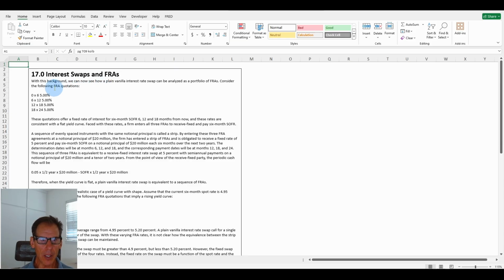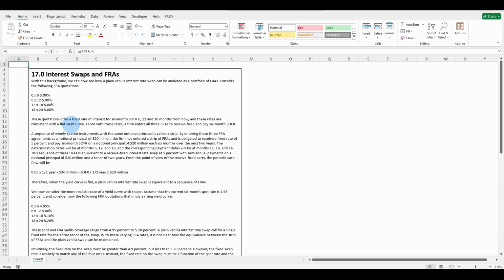Consider the following FRA quotations: 0 by 6, 5%; 6 by 12, 5%; 12 by 18, 5%; 18 by 24, 5%. These quotations offer a fixed rate of interest for 6-month SOFR 6, 12, and 18 months from now, and these rates are consistent with a flat yield curve. Faced with these rates, a firm enters all three forward rates to receive fixed and pay 6-month SOFR.